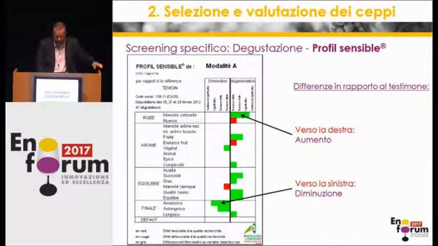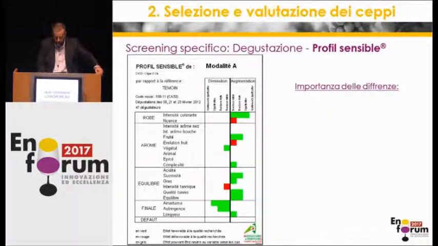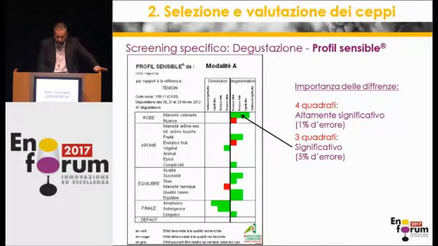When you go to the right, you increase the character. If you go to the left, the character is less evident for some undesirable characteristics that might be the intended goal. Then you have the 4 levels. If the 4 boxes have been filled, the difference is highly significant, 1% error.